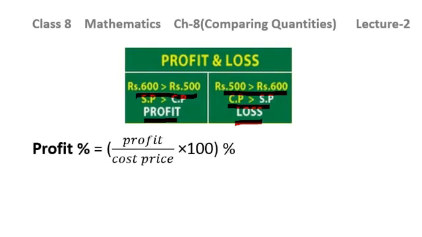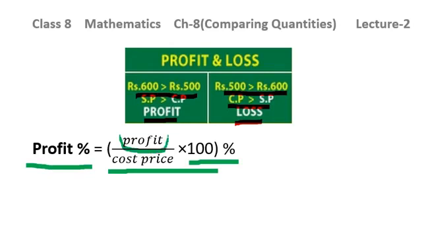Then if you are supposed to find the profit percentage, which formula will you use? Directly you write profit in the numerator and CP, that is cost price, in the denominator, multiplied by 100 percent, and you will get profit percent. One more thing: profit percent and loss percent are always calculated on the cost price, that is CP.